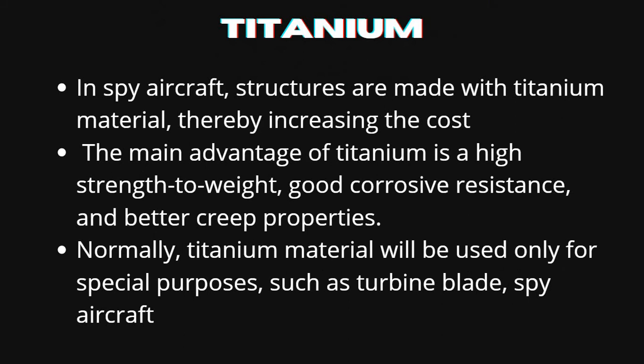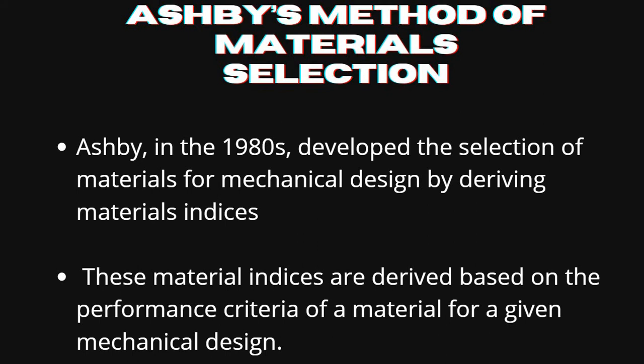So the last slides explained the major criteria of material selection. But now we are sharing some methods of material selection. So the first one is Ashby-based methods of material selection. The materials are selected by some important methods. The first one is Ashby's method.